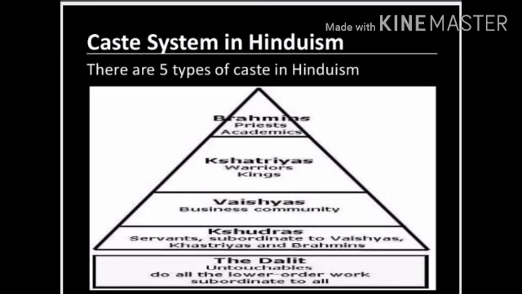Caste system in Hinduism. There are 5 types of caste in Hinduism. The first, Brahmins, who kept the first place, and all the religious work was taken by the kings from the Brahmins, and they acquired lands. They used to get lands as gifts. The next is Kshatriya, Rajputs. They are the warriors who fought in the field.